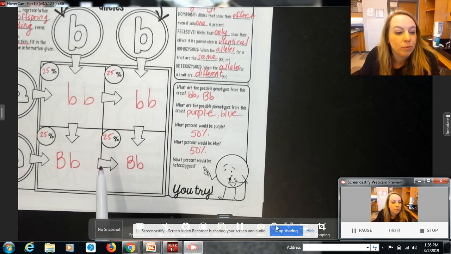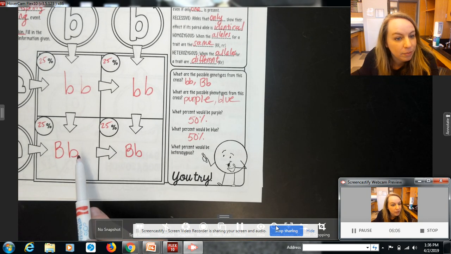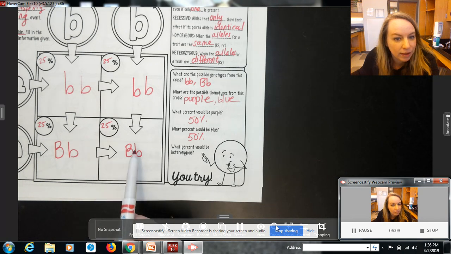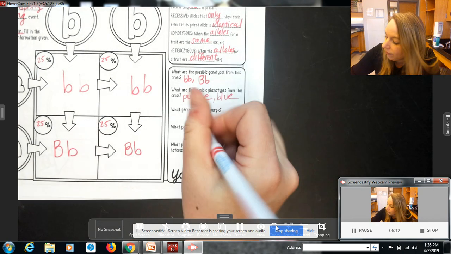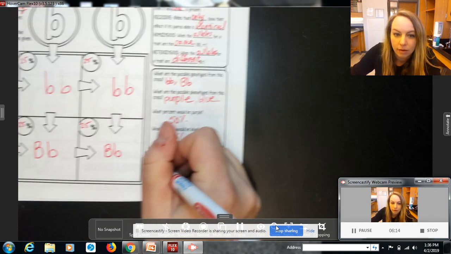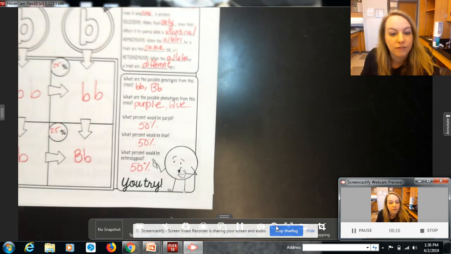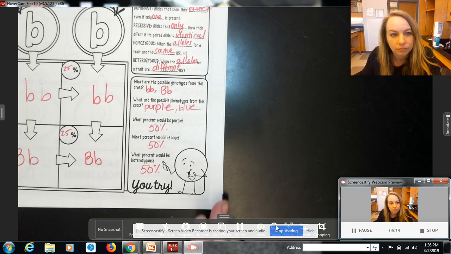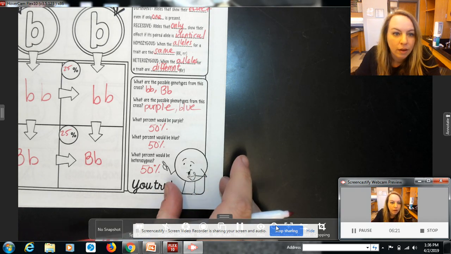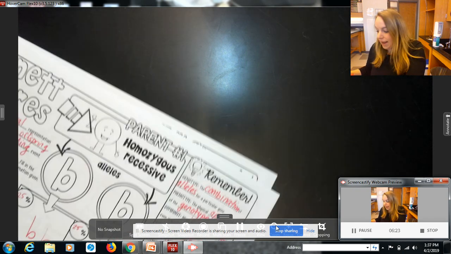And then what percent would be heterozygous? Big B, little b is heterozygous, and big B, little b is heterozygous. 25 plus 25 gives me 50%. Okay? All right, now we're going to flip to the last Punnett square.